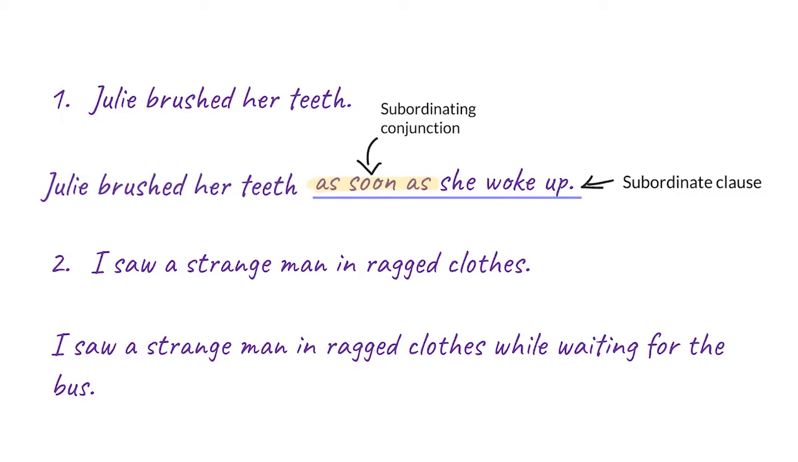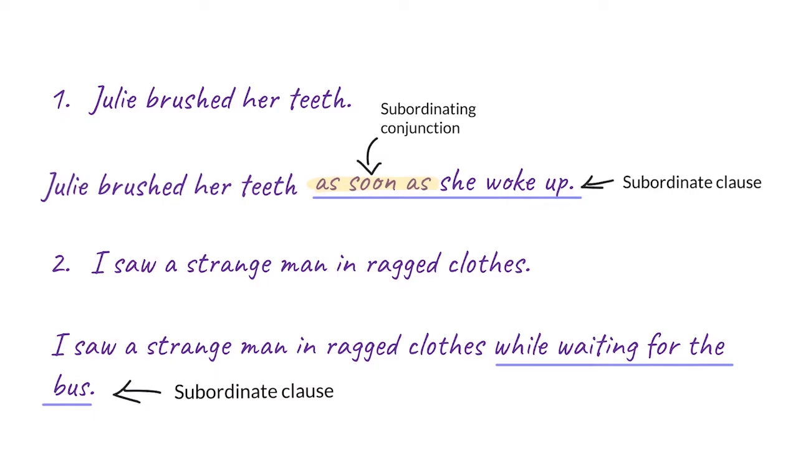Next, we have I saw a strange man in ragged clothes. Now again, this is our main clause. I saw a strange man in ragged clothes. If we only look at that, it has a complete meaning. Now we have added a subordinate clause or a dependent clause, while waiting for the bus. Now this time, this is our subordinate clause. While waiting for the bus.